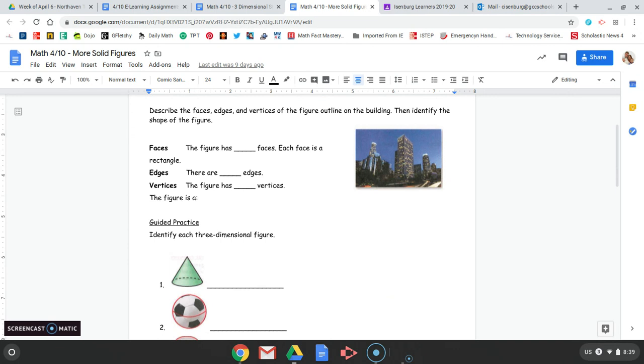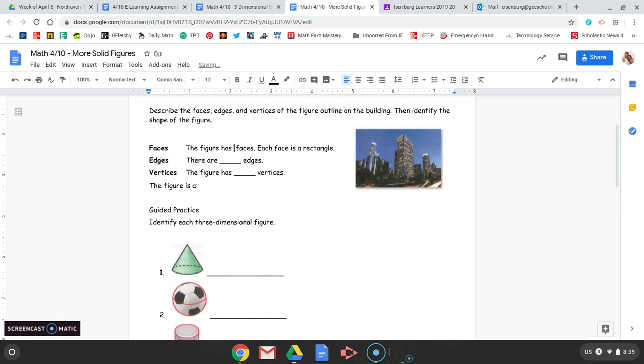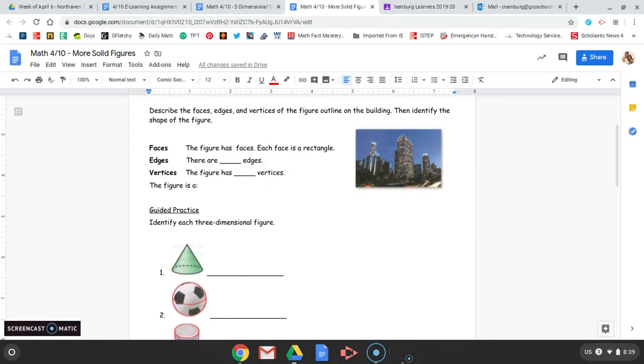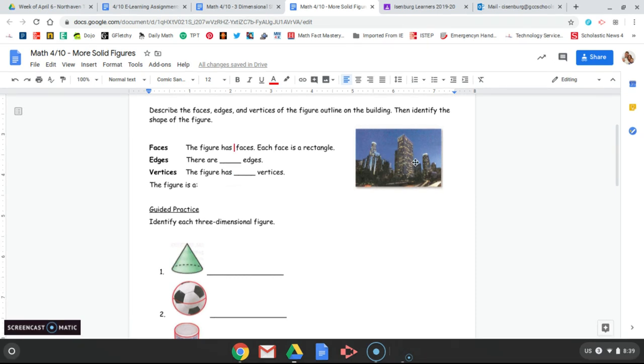This example says, describe the faces, edges, and vertices of the figure outlined in the building, then identify the shape of the figure, okay? So they're talking about this building right here, okay? So this figure, it would have how many faces? What do you think? You can pause and count. All right, so the number of faces, we'd have a front and a back, that's 2. Side to side is 4, and then top and bottom would make 6. So the figure has 6 faces.